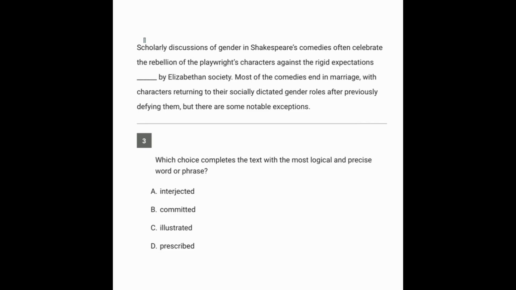So let's start reading. Scholarly discussions of gender in Shakespeare's comedies often celebrate the rebellion of the characters against the expectations blanked by Elizabethan society. Most of the comedies end in marriage, with characters returning to their socially dictated gender roles after previously defying them, but there are some notable exceptions.